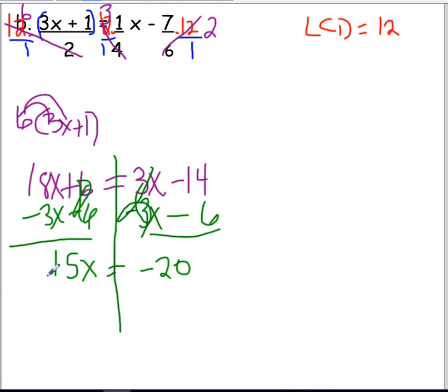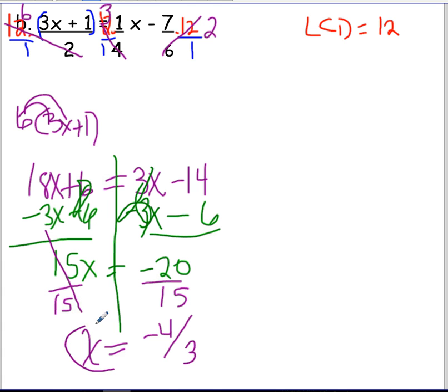And so we still have a coefficient of x we have to divide off of 15. So we get x equals negative 20 15ths. They're both multiples of 5. So negative 20 divided by 5 is negative 4. And 15 divided by 5 is 3. So we have x equals negative 4/3 for that answer.